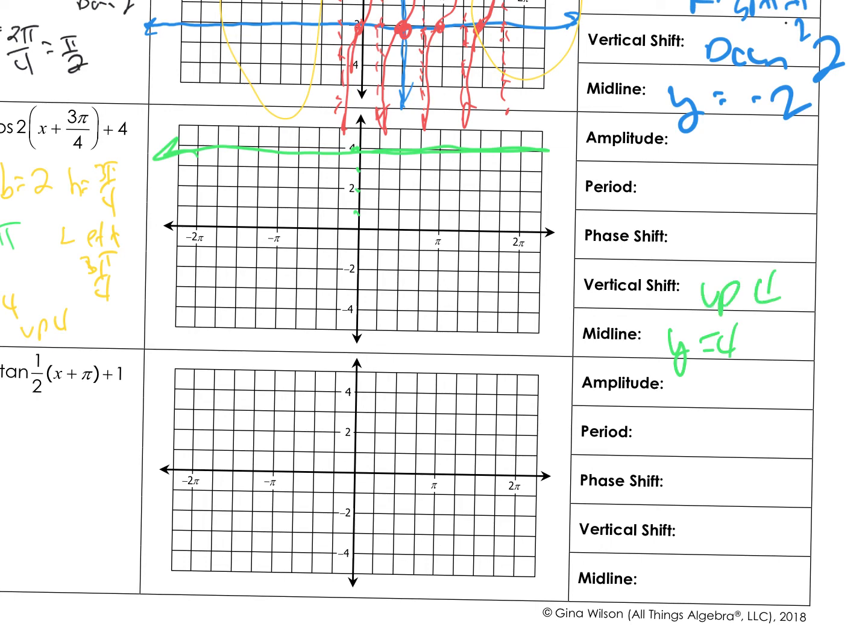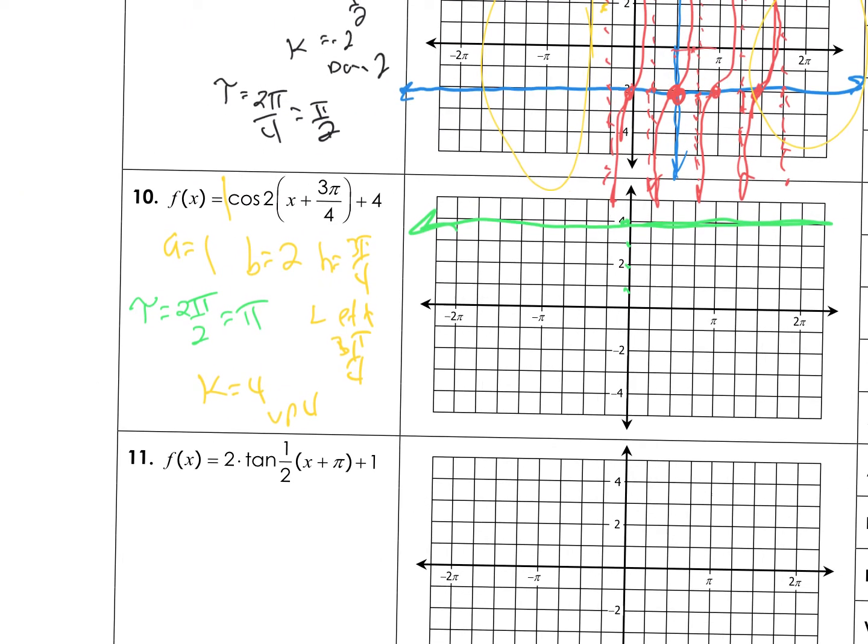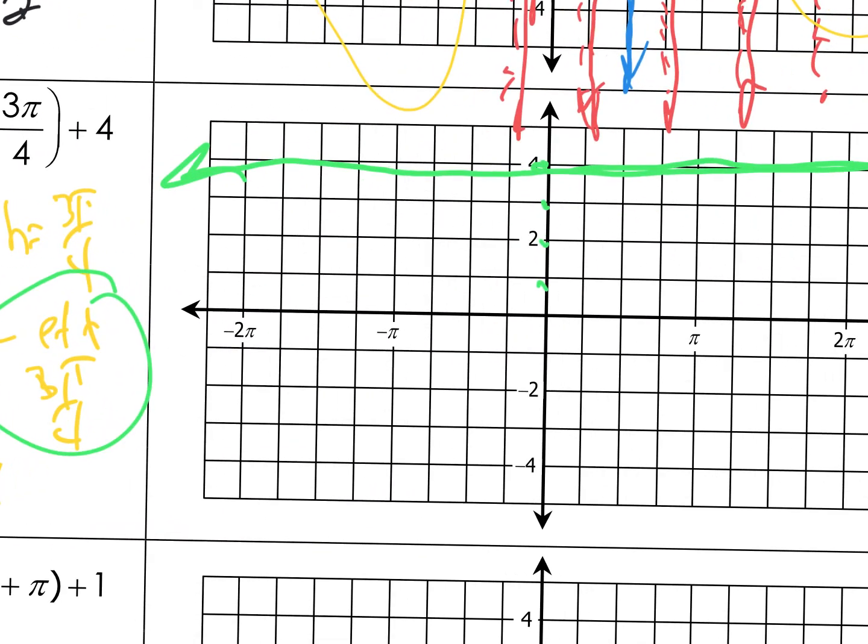Up 4. Okay. My new x-axis, since I have to go left 3 pi over 4, well, here is 1 pi over 4. No, it's not. So here's, let's see, 3 pi over 4. That's 3/4 of pi. That would be here.